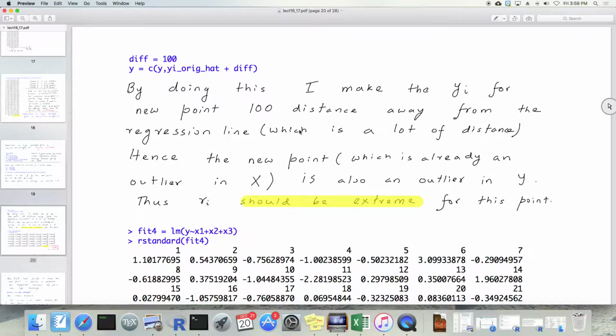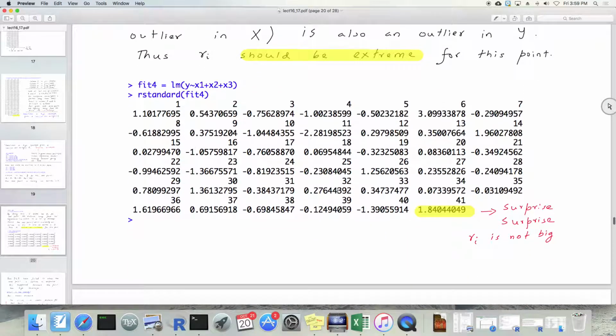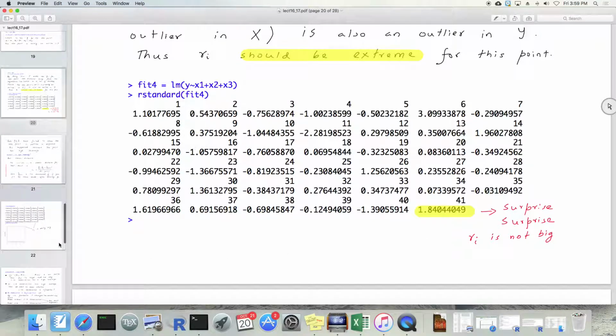And actually if we check the R standard, that means the RIs, we see that's not happening. The RI is 1.84. It has not even crossed 2, let alone being outside minus 2, 2, let alone being outside minus 3, 3. That's a problem.